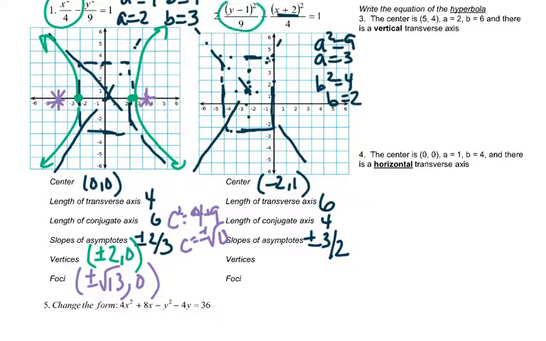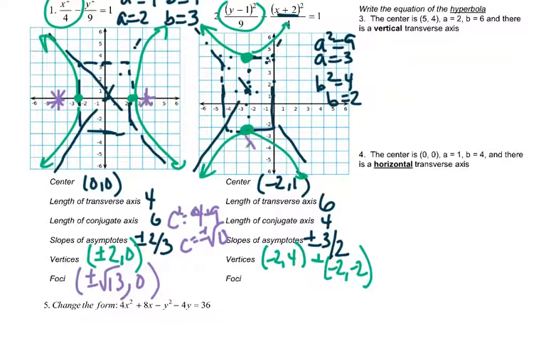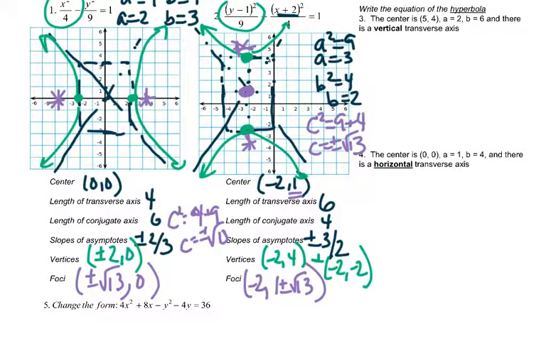So since it starts with y, it's going to open kind of, quote, like a y, up, down. And those two vertices, we're going to read off our graph. So it looks like negative 2, 4 is the one vertex, and then negative 2, negative 2 is the other vertex. The foci are always inside these arches. C squared is equal to a squared plus b squared, again with plus or minus root 13. But now it goes up and down from the center. So I'm going to take that y coordinate and plus or minus root 13 to the y coordinate.